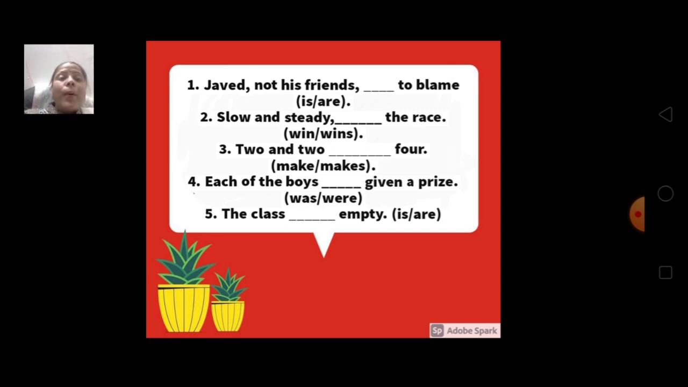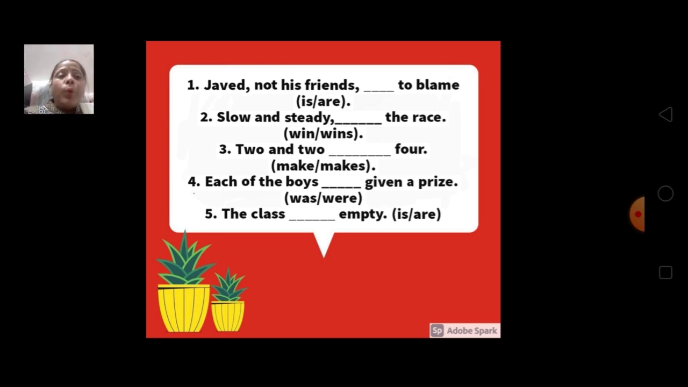All right. Slow and steady dash the race. This is a very famous proverb also. So we all know the answer, but which rule works for this? We have studied in the previous module that when two singular nouns are joined with and and they have the same meaning, or they give one same idea, there we use a singular verb. So slow and steady wins the race. 2 and 2 dash 4. 2 and 2 makes 4. Here also they are giving us the same idea of addition. So that's why we are using a singular verb.